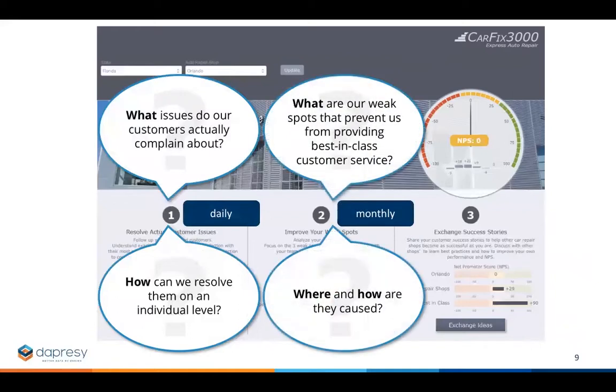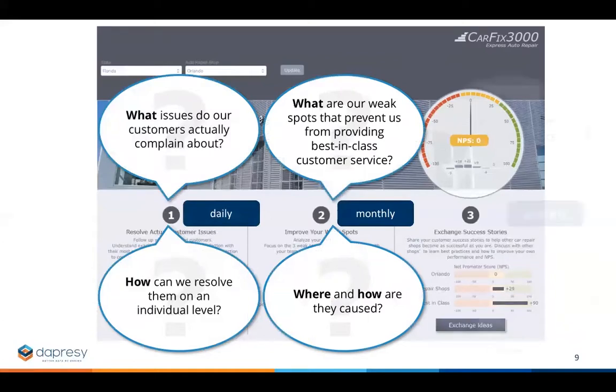On a monthly level, it's good to talk about weak spots. So the next pair of business questions is about what are our weak spots that prevent us from providing best-in-class customer service, and where and how are they caused? A very important question. You might not ask these two questions every day, but every month.